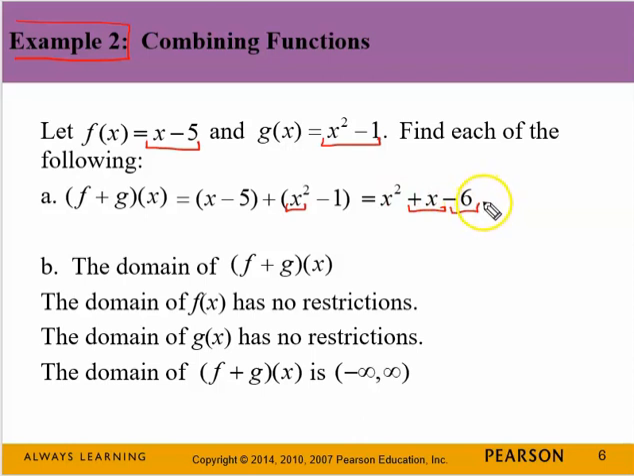Now, do you think there are any qualifiers of this? Well, there are no values in the denominator that would make the denominator 0. So the domain of f has no restrictions, and the domain of g has no restrictions. Therefore, the domain of the sum of these two functions is all real numbers, which is listed in interval notation as coming from negative infinity to positive infinity.